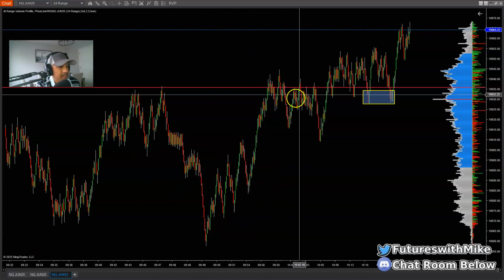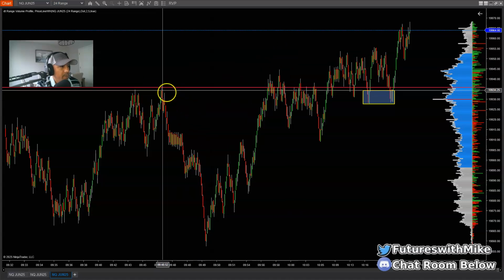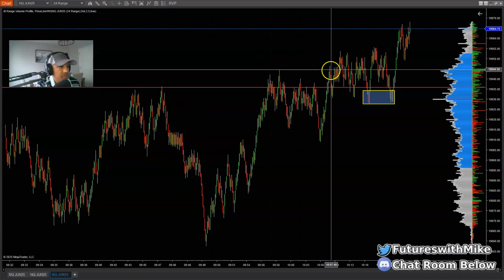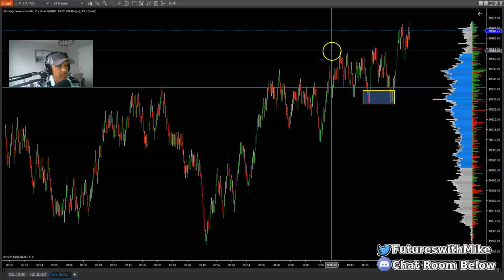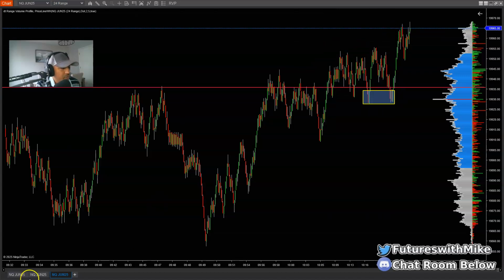We're making higher highs and higher lows. We're breaking above areas. We broke this structure. We pulled back. We broke this structure. We pulled back. We broke this structure here. We pull back. We're breaking more structure to the upside. You have to be able to see this stuff. All right, there we go.